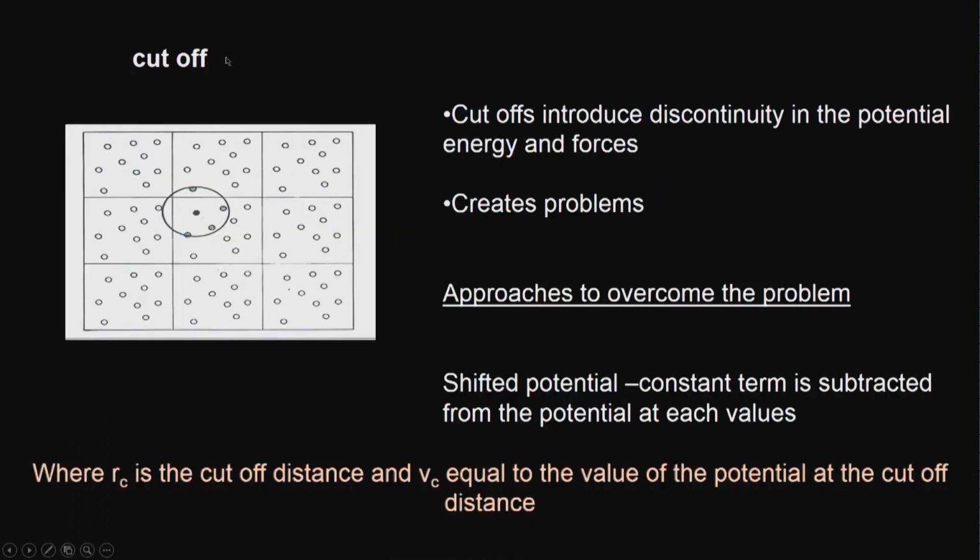Another approach is called the cutoff. Cutoffs introduce discontinuity in the potential energy and forces. Beyond a certain distance we do not assume any solvent present. Up to that distance, the solvents interact with the main compound, and the remaining portion is assumed to be a vacuum. So obviously there is a discontinuity beyond this, and it can create problems. So how do they handle that? There are several approaches, which we will not go into. Shifted potential is one, where a constant term is subtracted from the potential at each value. Different types of approaches are used so that this type of large discontinuity does not happen.